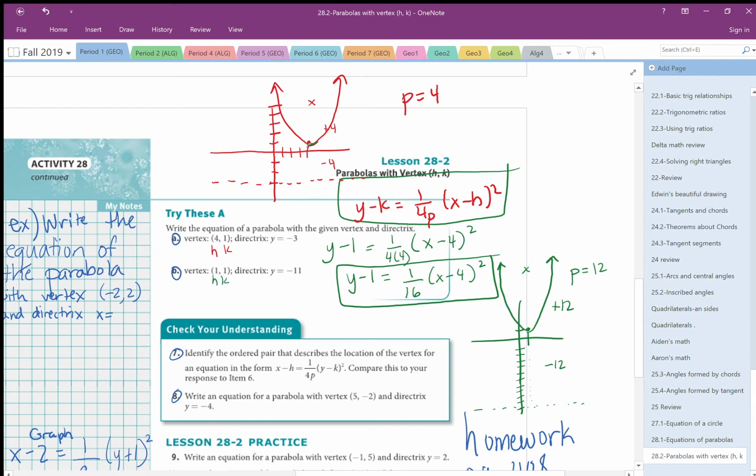Well, h and k are the same thing. They're both 1. So that just makes it a little bit easy. Y minus 1 equals 1 over 4p. P is 12, like we just said. 4 times 12, times x minus h, h is also 1, squared. And then we just simplify this. So I would get y minus 1 equals 1 over 48, because 4 times 12, times x minus 1 squared. And that would be my final equation.